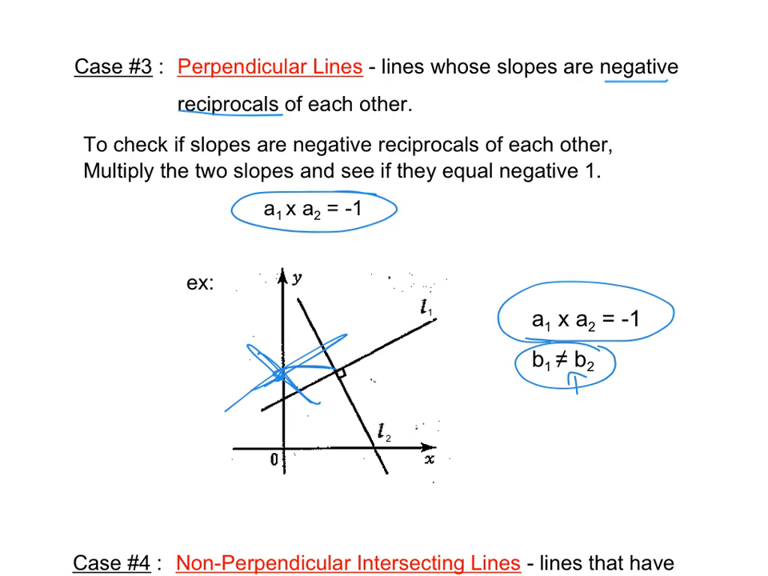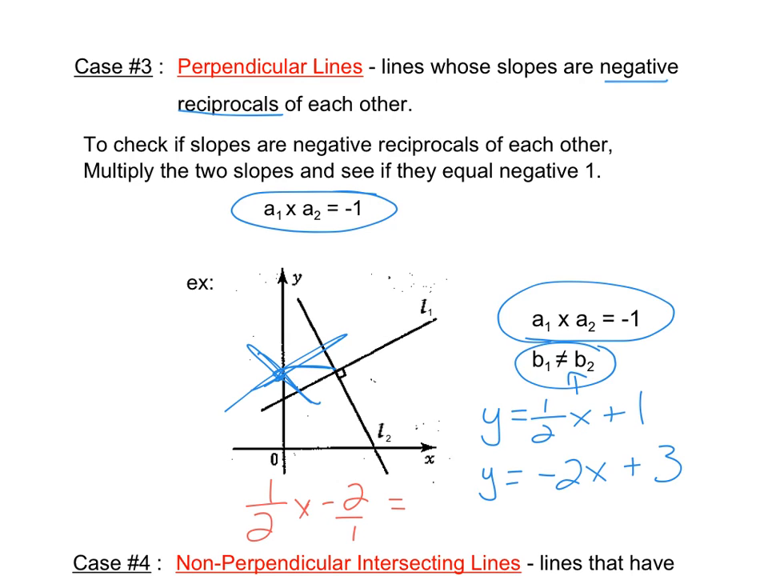So, for example, we could have this rule, y equals 1/2 x plus 1, and y equals negative 2x plus 3. To check if they're perpendicular, we multiply their slopes: 1/2 times negative 2. Is it going to give us negative 1? Negative 2 is like negative 2 over 1. So we multiply them together. 1 times negative 2 is negative 2. 2 times 1 is 2. And we reduce this, it gives us negative 1. So that means they are perpendicular.